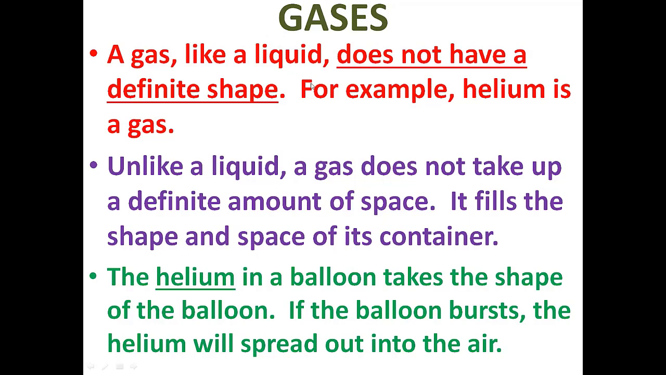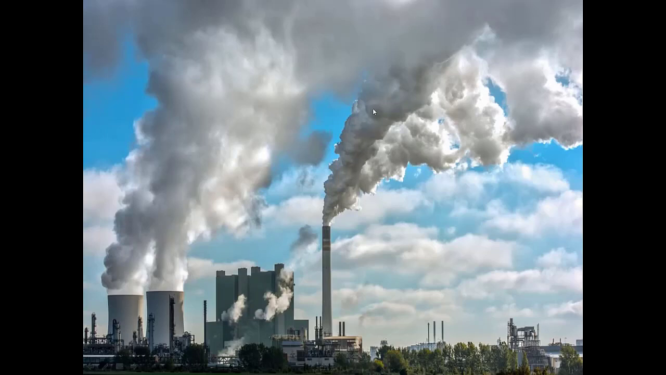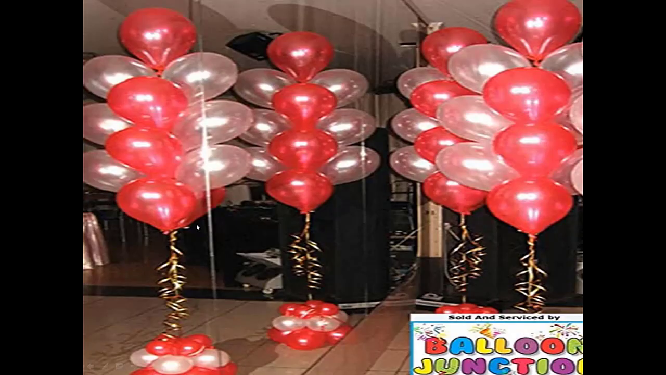Gases. A gas, like a liquid, does not have a definite shape. For example, helium is a gas. Unlike a liquid, a gas does not take up a definite amount of space. It fills the shape and space of its container. The helium in a balloon takes the space of the balloon. If the balloon bursts, the helium will spread out into the air. This is the gas coming out of the chimney from the factories. These are balloons filled with helium.